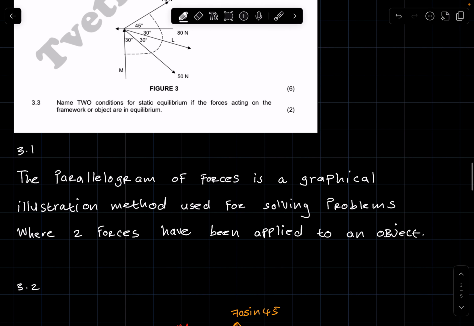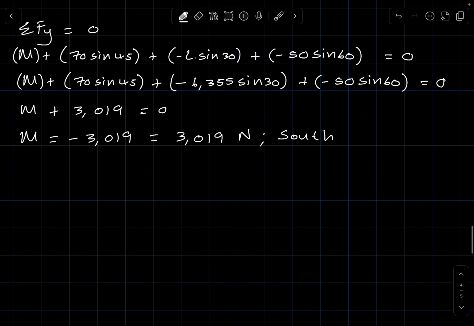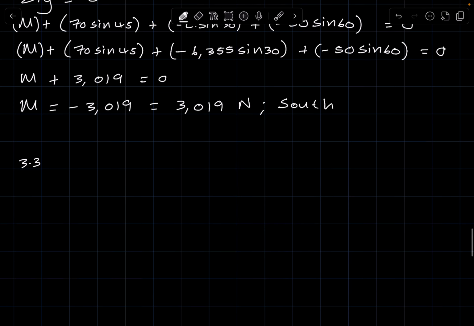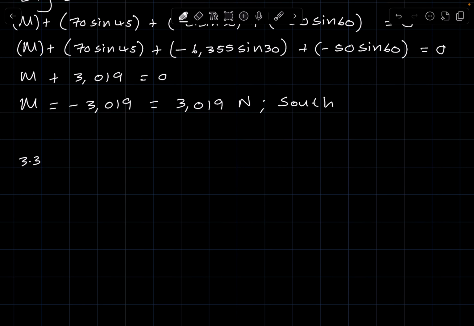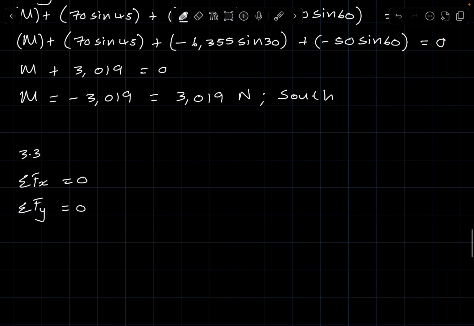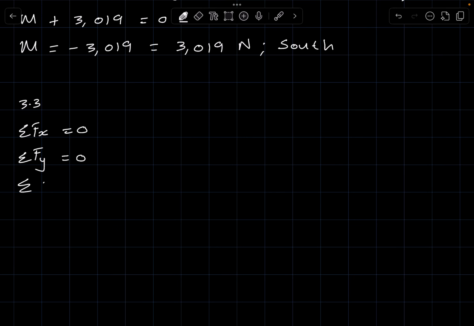Now let's look at 3.3. Name two conditions of static equilibrium if forces acting on the framework or object are in equilibrium. So 3.3, these you should already know. Static equilibrium: sum of forces in the x direction equal to 0, sum of forces in the y direction equal to 0, and then sum of clockwise moments is equal to the sum of anti-clockwise moments. So this one is based on the law of moments.